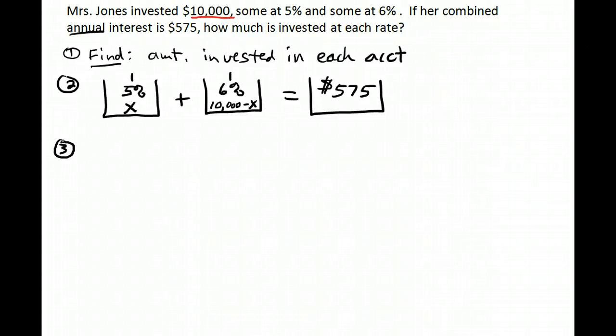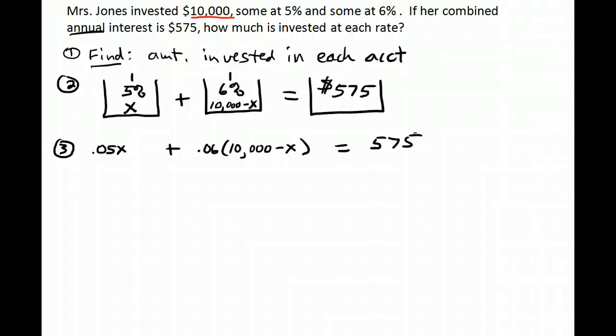Okay, now for my equation, I'm going to multiply the buckets. 1 times 5% times X. So 0.05 times X plus 0.06 times 10,000 minus X equals 575. Okay, now I will also, as I did in the last problem, multiply all the way through by 100.